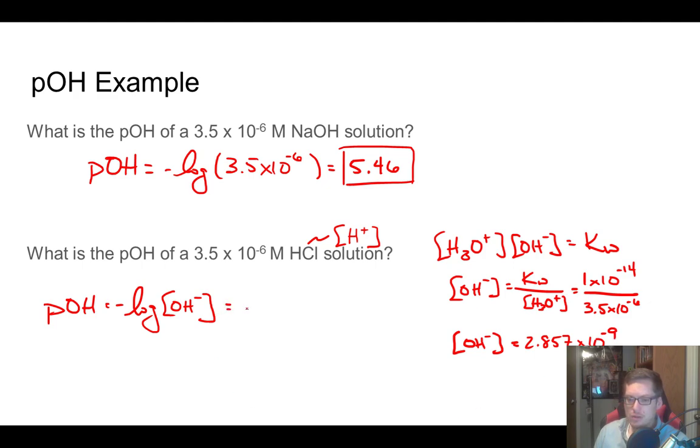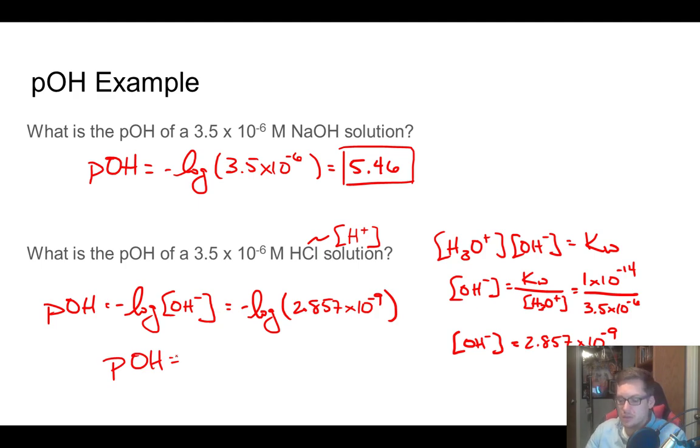So that means our negative log is of the concentration of our hydroxide, 2.857 times 10 to the minus 9th. So our pOH is equal to, take the negative log of our answer, 8.54. How many sig figs? 2 sig figs, so it would be 8.54. So that's our pOH of our solution.